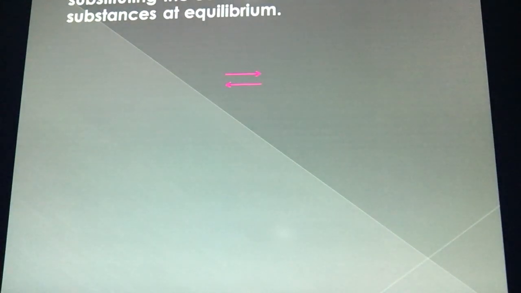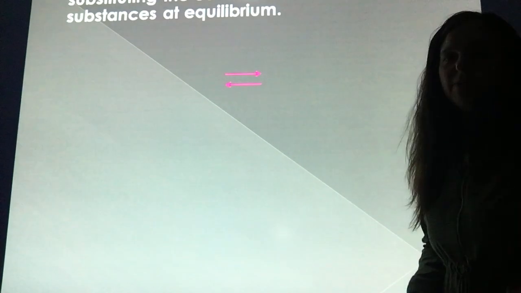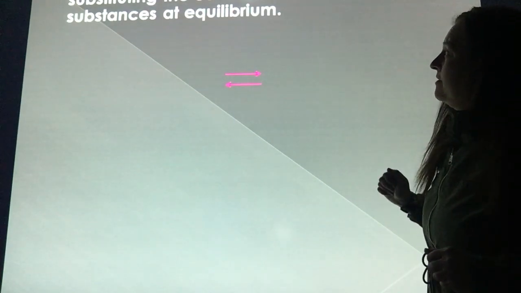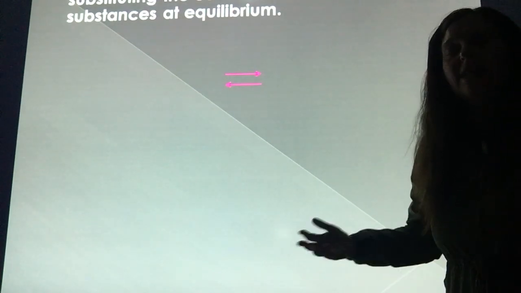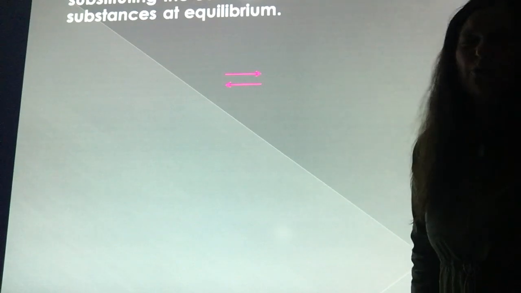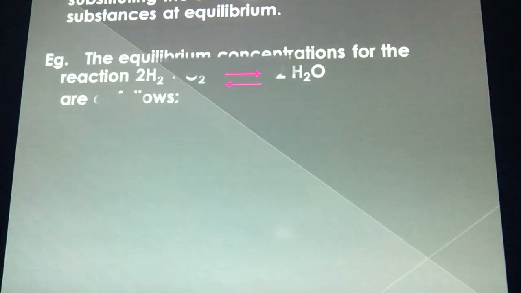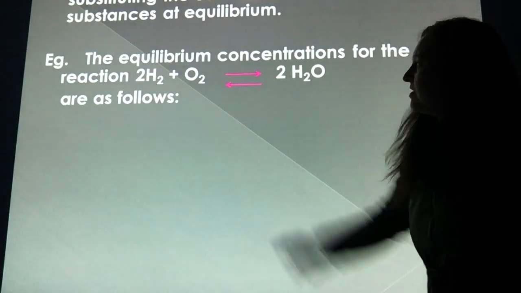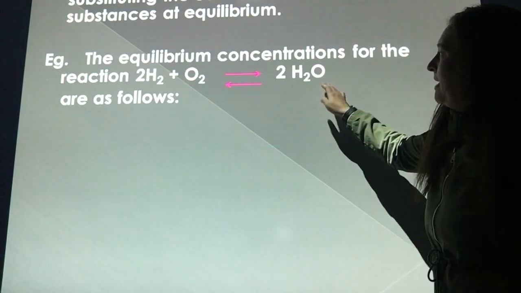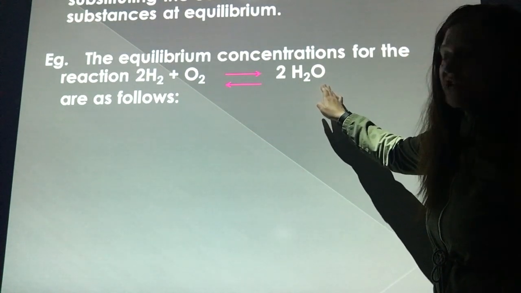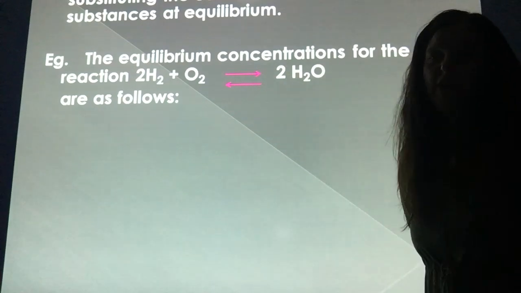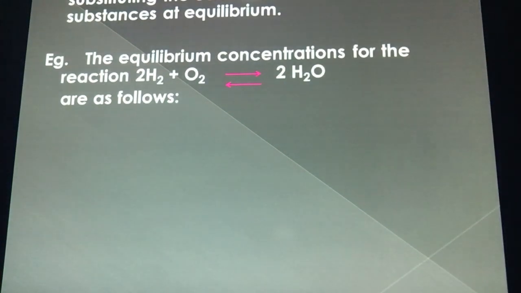Our lab isn't going to involve that. So when we do the write-ups, I will always give you the concentration values. Where do they come from? At some point, someone in the world did this experiment and we're using their data to get the values. So we're going to use the same reaction. Hydrogen plus oxygen combines to form water, but it's a reversible reaction. That water can decompose back to give you the hydrogen and oxygen. So the equilibrium concentrations for that reaction are as follows.